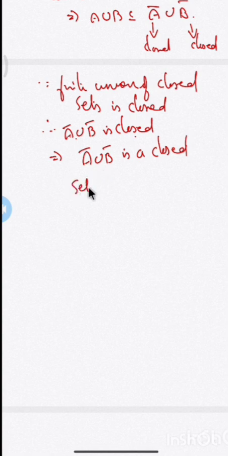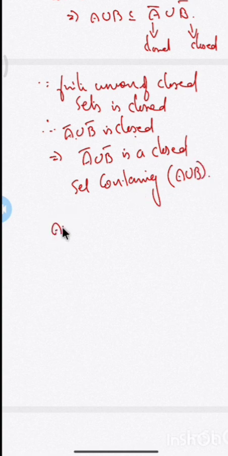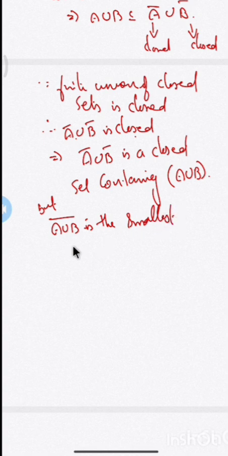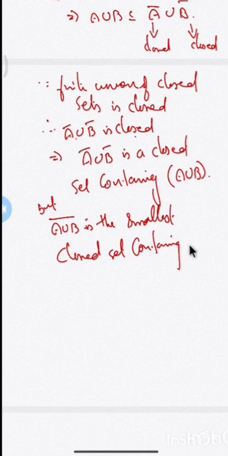It is a closed set containing A union B. Now by the definition, what is A union B whole closure? A union B whole closure is the smallest closed set containing A union B. A closure is the smallest closed set containing A. Therefore, A union B is considered as a single set. So, A union B whole closure is the smallest closed set containing A union B.